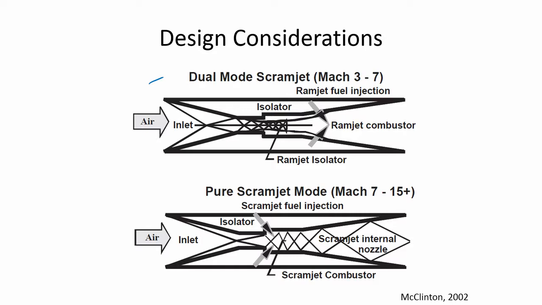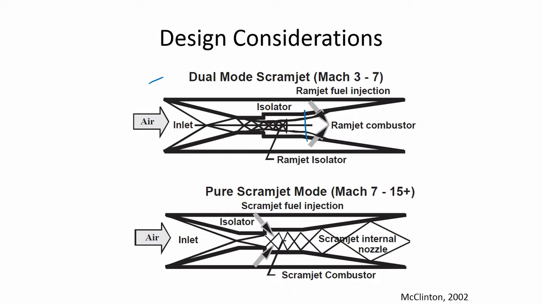Okay, so in the dual mode scramjet, essentially you have the air coming in, and through these shock trains the flow gets compressed, and then you have the constant area isolator. The flow can be subsonic in some parts, and then you add fuel, and this can be a ramjet combustor.